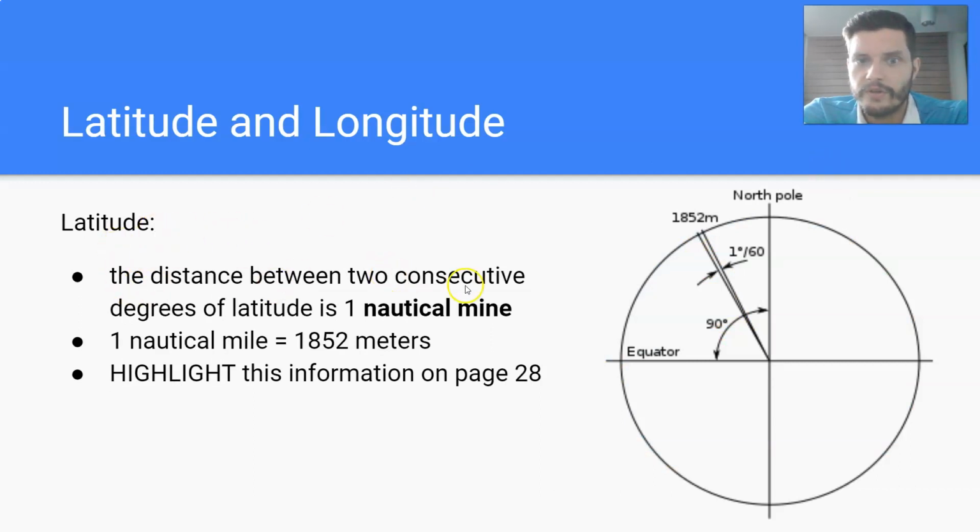Okay, the distance between two consecutive degrees of latitude in a row is called 1 nautical mile, which is equal to 1,852 meters. You do not need to memorize this information about nautical miles.